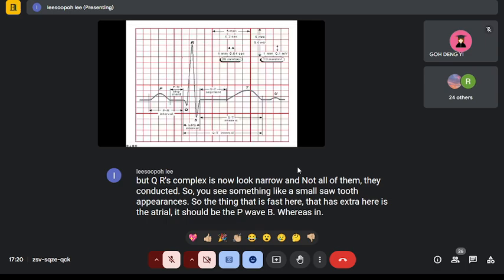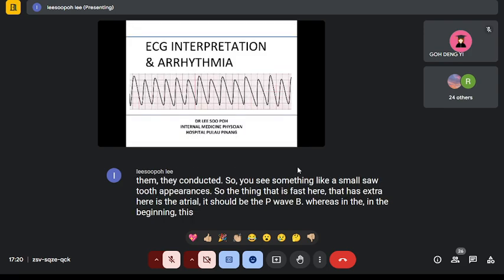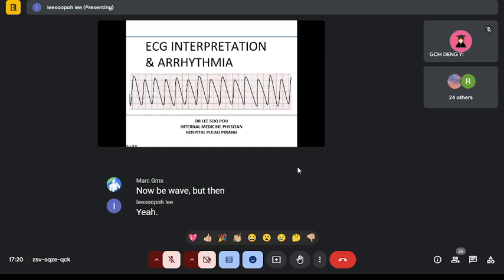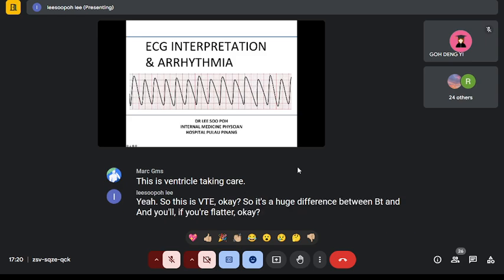Whereas in the beginning, this photo, what do you see? Do you see a P wave? No P wave, but it's a broad complex. So what is this? This is ventricular tachycardia. So this is VT. It's a huge difference between VT and your atrial flutter.